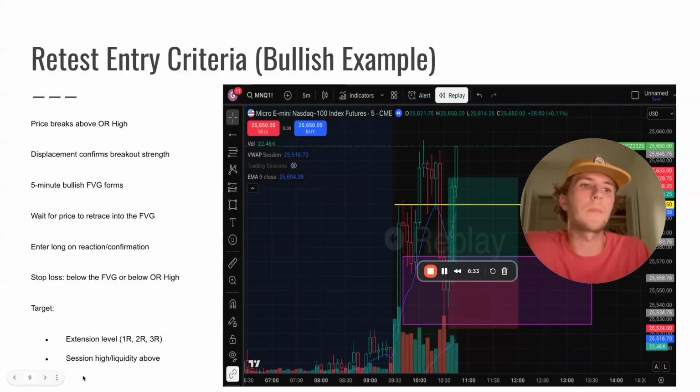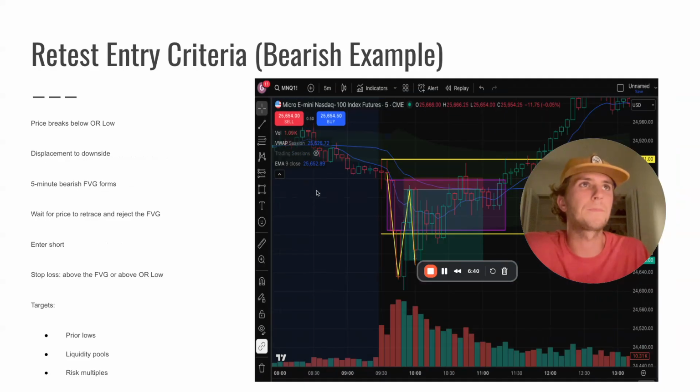You also can target some session high liquidity that's above, right? An example right here. You could target right above this wick here.